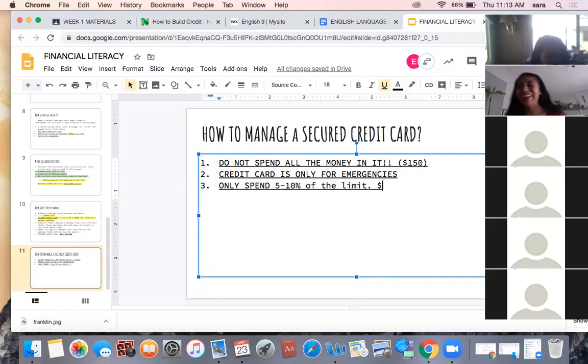Kind of there. Well, 10% of 150 is $15. 5% is $7.50. That's not going to do anything if you have an emergency. Right, but you should not be using your credit card for a huge emergency.